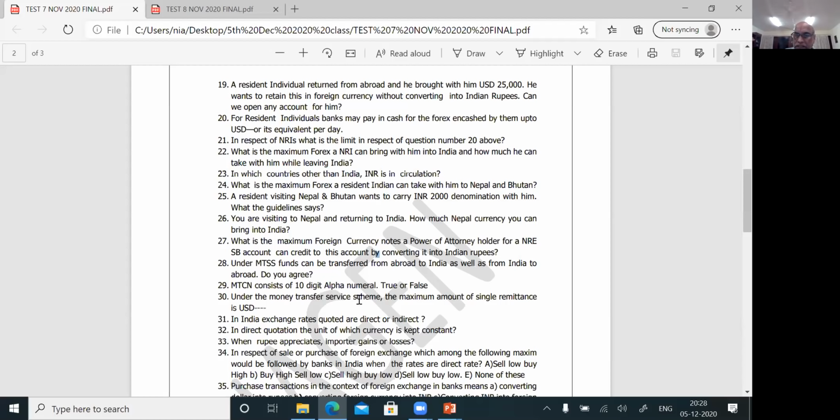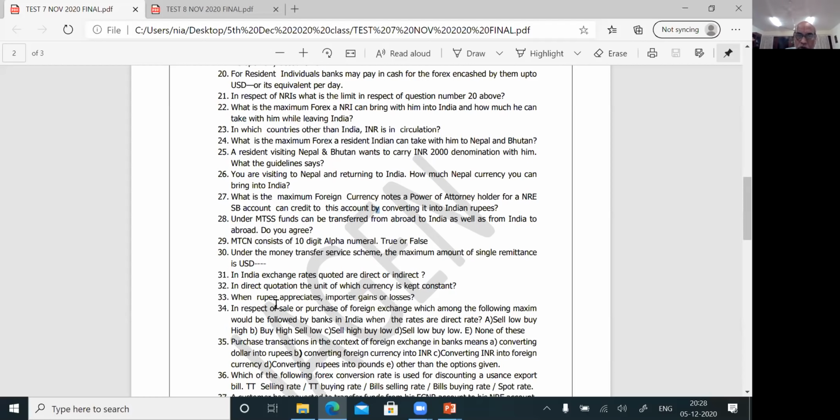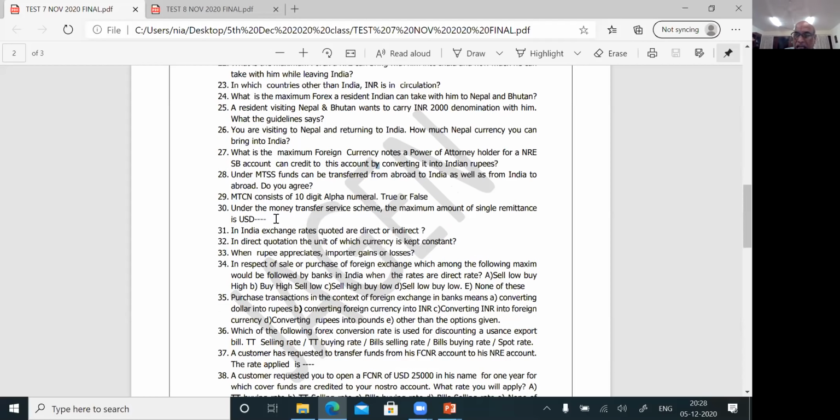Question number 30. Under the money transfer service scheme, the maximum amount of a single remittance in US dollars is 2,500. Answer is 2,500.